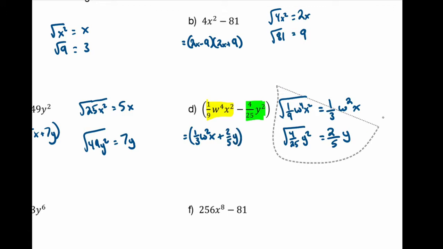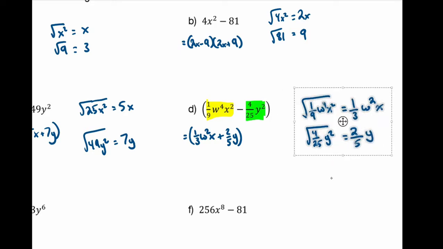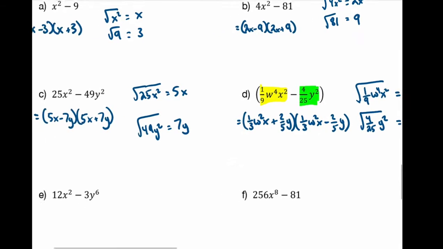Let me move some of this over. And then my second bracket are going to be the same terms, except there's going to be a minus between them this time. So again, a little bit more confusing because we're dealing with fractions, but again, they are still perfect squares.